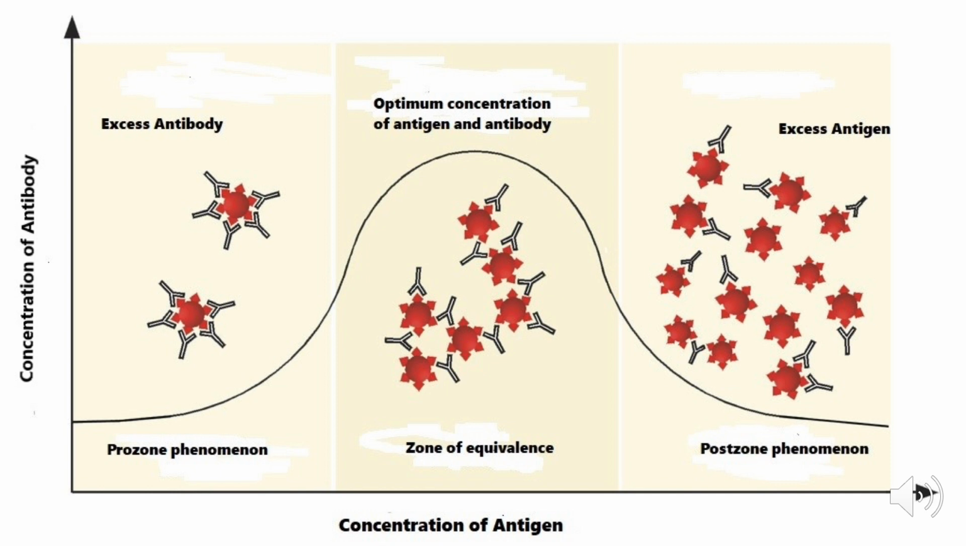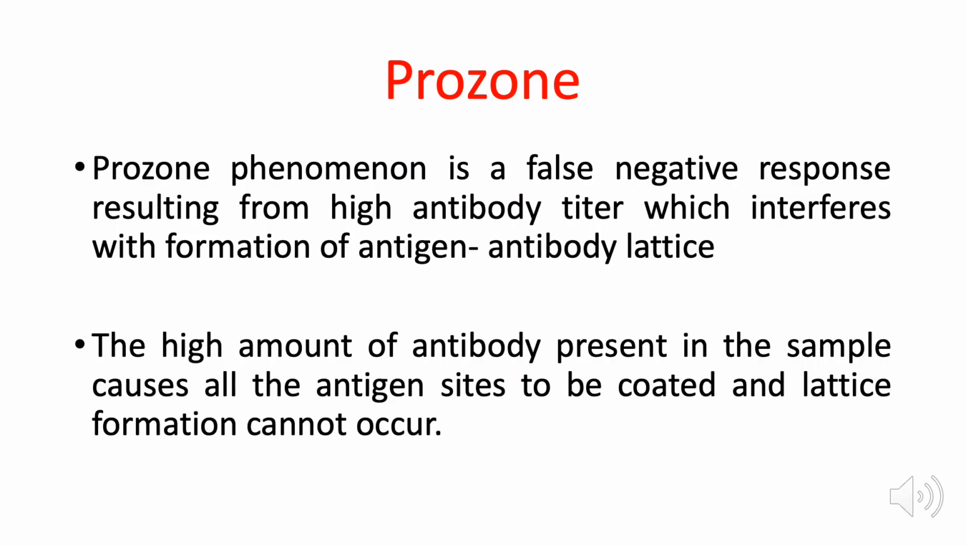That is to make it possible for the antibody to cross-link one antigen to the other to cause the formation of a lattice. In the case of prozone phenomenon, there is excess antibody level. Prozone phenomenon results in a false negative result secondary to a higher antibody titer compared to the antigen. The high amount of antibody present in the sample will cause all of the binding sites in the antigen to be occupied and coated, thus making it impossible for the antibodies to cause lattice formation with the antigen.